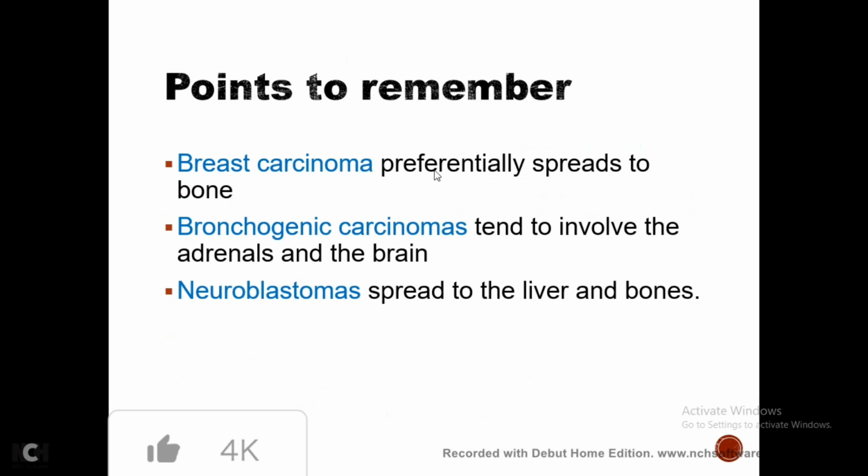Breast carcinoma preferably spreads to the bone. Bronchogenic or lung carcinoma usually tends to spread to the adrenal glands and the brain. Neuroblastoma prefers metastasis to the liver and bones, but these are not the fixed sites of metastasis in these particular tumors. They can spread anywhere in the body.